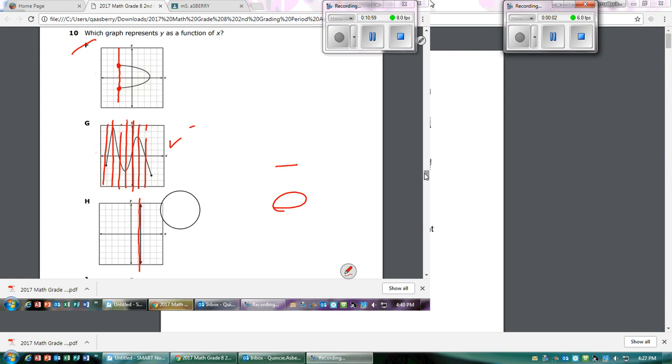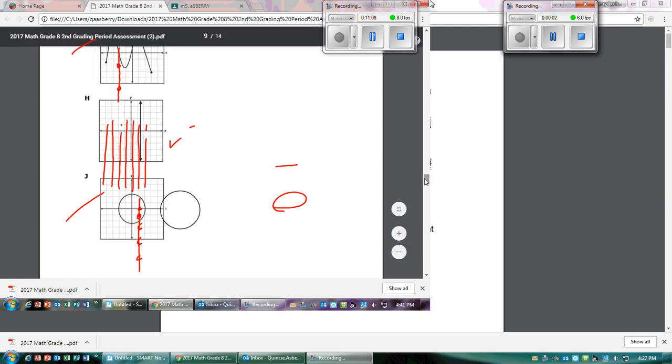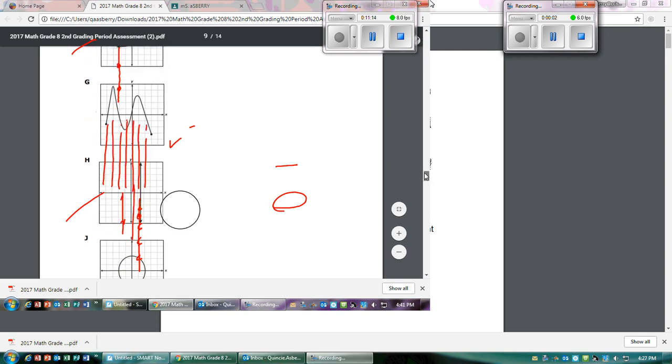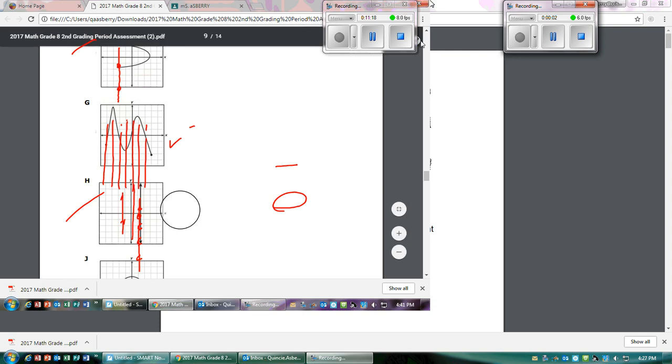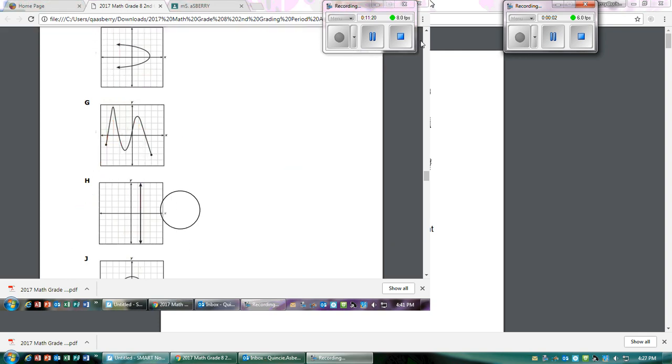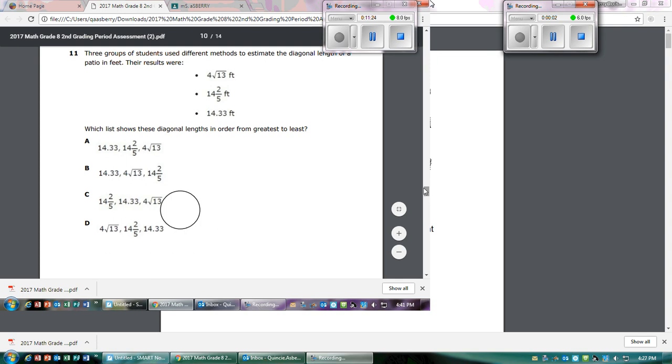This one, oh, they're all repeating here, so that's not passing my vertical line test, not H. And look at J, it's a circle, again, it's not passing my vertical line test because it's repeating my x several times. So therefore, my answer is G. The answer is G.